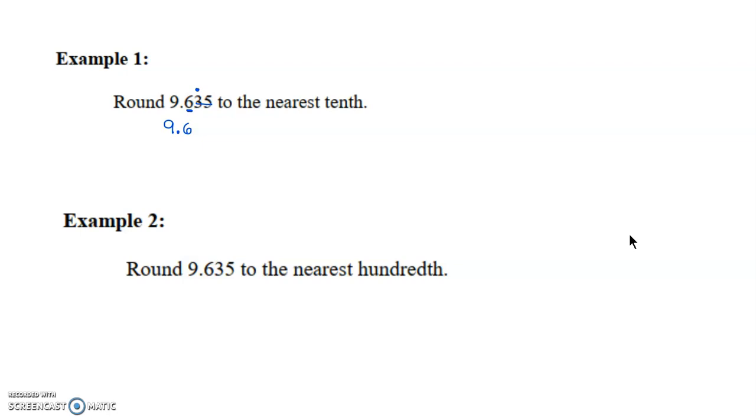For example 2, we're rounding the same number, but this time to the hundredths place. That's where the 3 is located. The 5 is now next door to the right, and the 5 is going to push that 3 up to a 4. So the 9 stays the same, the decimal stays the same, the 6 is the same. The 3 gets pushed up to a 4, and instead of putting a 0, we can just drop the 5 off.